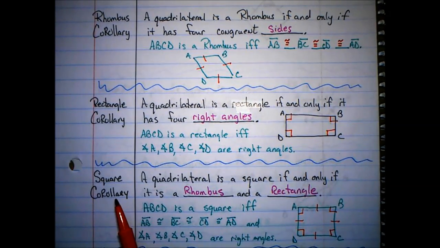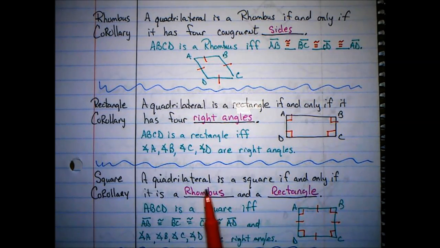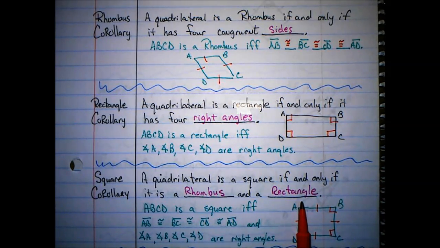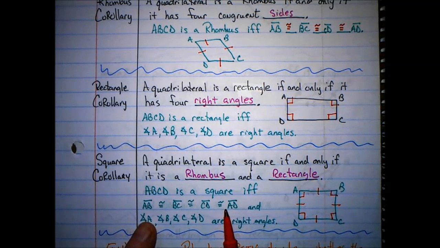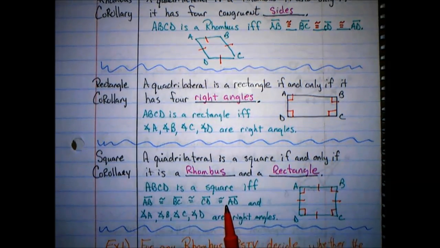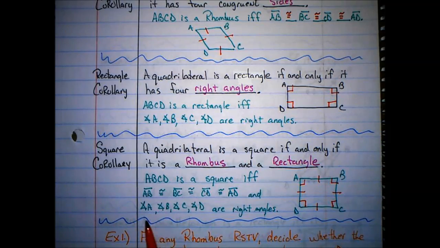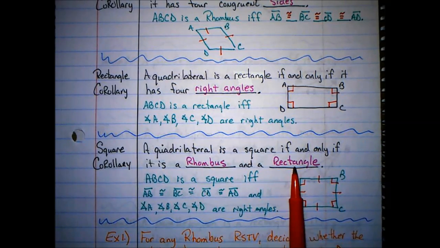Okay, and then the third corollary, the square corollary, says a quadrilateral is a square if and only if it is both a rhombus and a rectangle. So realize the rhombus states that all the sides are congruent, and the rectangle specifies that all the angles are right angles. So a square is both a rhombus and a rectangle.